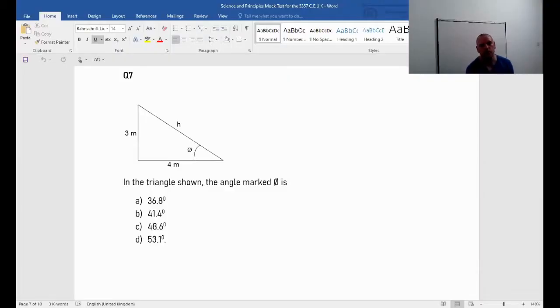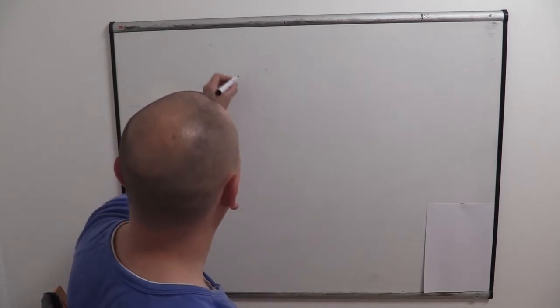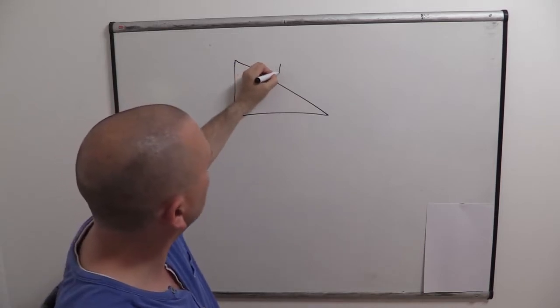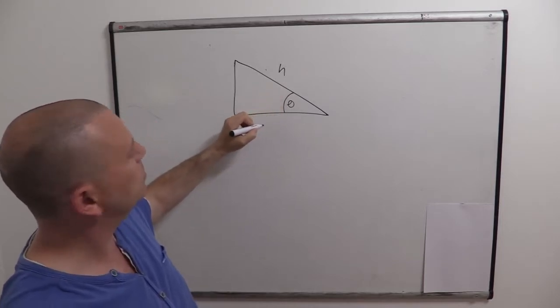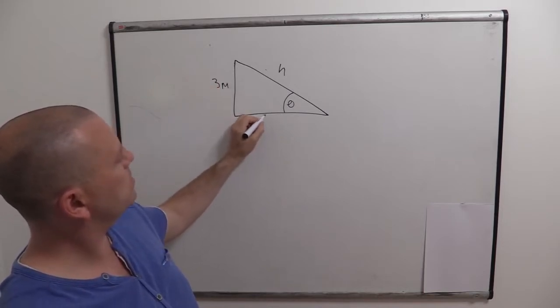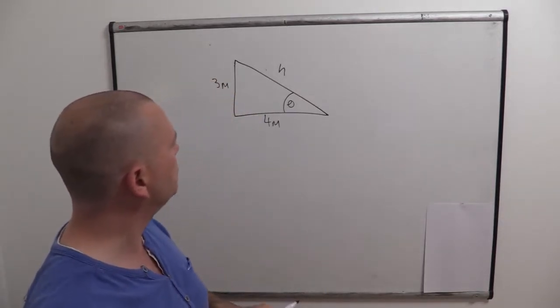In the triangle shown, the angle marked theta is 36.8 degrees, 41.4 degrees, 48.6 degrees, or 53.1 degrees. Right, I'm just going to redraw that on the board. So we've got a triangle. Here's our hypotenuse. We've got an angle marked theta. We're not sure what that is. This side we've got 3 meters, and that side we've got 4 meters. So almost certainly about trig, this one.